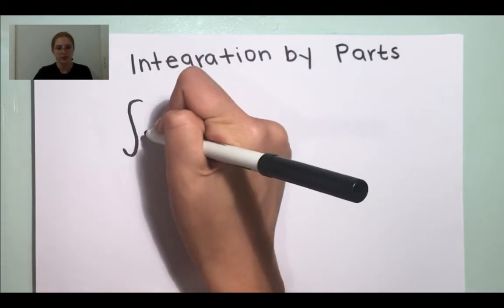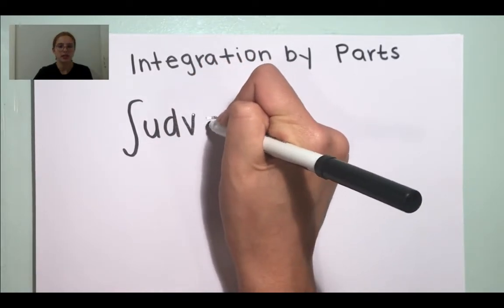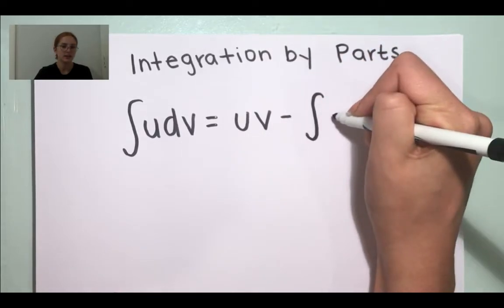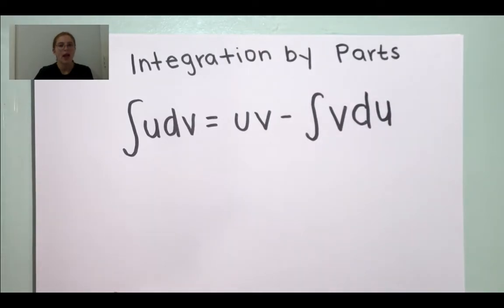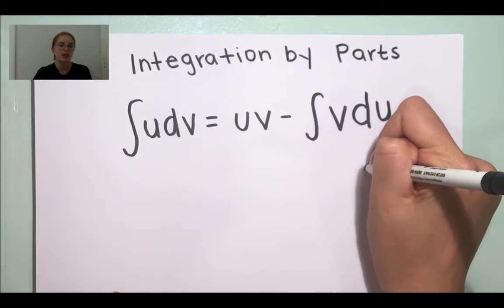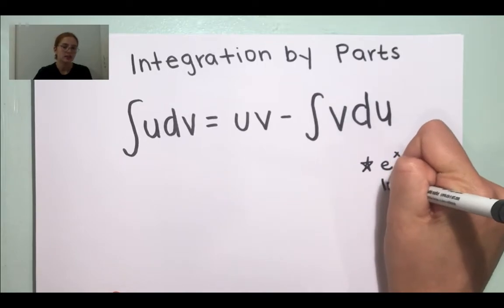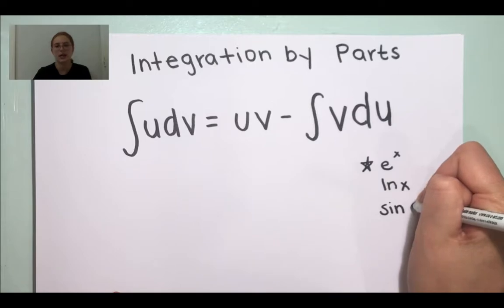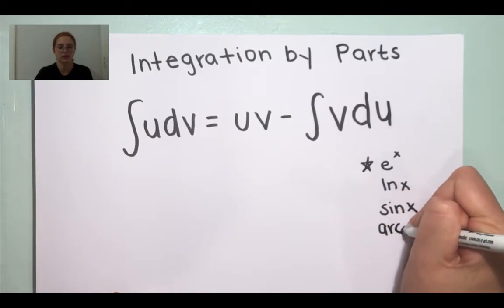The formula for integration by parts is derived from the product rule, and the formula is the integral of u dv equals uv minus the integral of v du, where u is something easily differentiable and dv is something easily integrable. Key things to look for when thinking about using integration by parts are e to the x, ln of x, trigonometric functions like sine x, cosine x, tan x, and also inverse trig functions like arcsine x and arctan x.